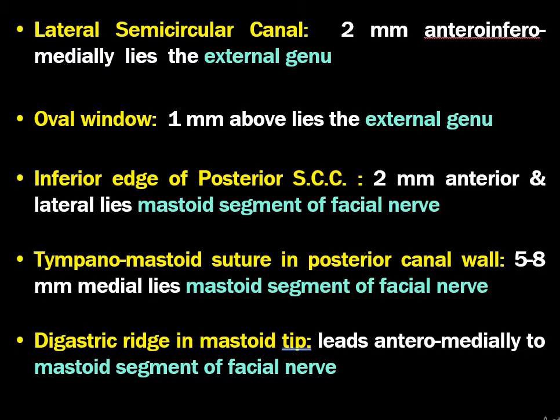Inferior edge of the posterior semicircular canal is also important. The mastoid segment of facial nerve lies around 2 mm anterior and lateral to the inferior edge of the posterior semicircular canal. The mastoid segment of facial nerve lies around 5 to 8 mm medial to tympanomastoid suture. The digastric ridge in the mastoid tip leads to mastoid segment of facial nerve towards its anteromedially.